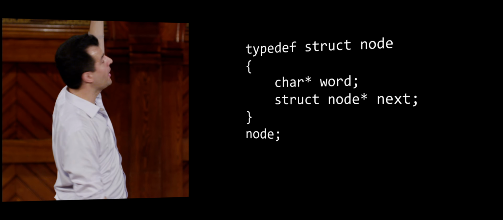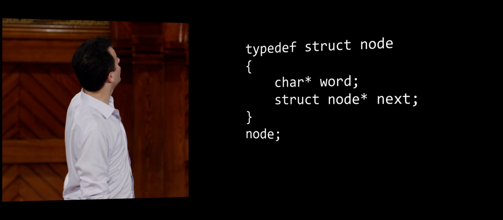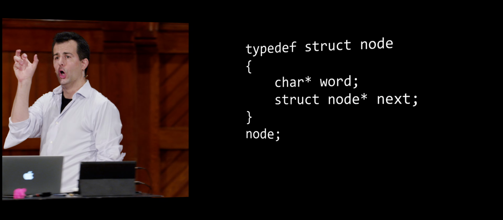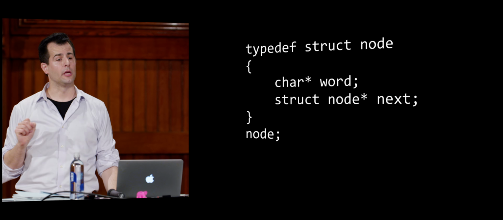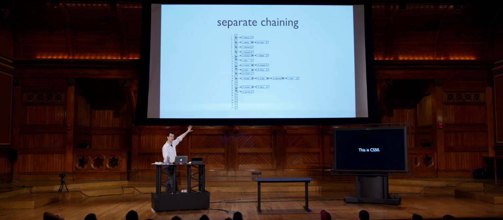So the word there is going to be the person's name in question. And now I have a link here to the next node so that these represent each of the nodes in the chain, potentially, of a linked list. And now how do I declare the hash table itself? How do I declare this whole structure?